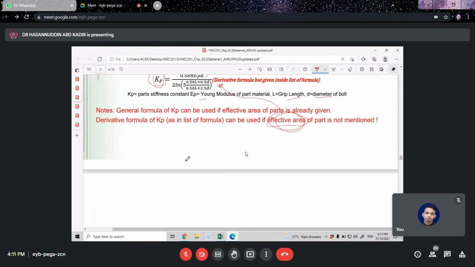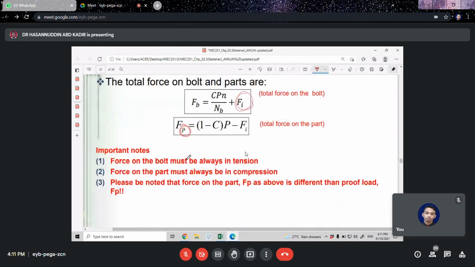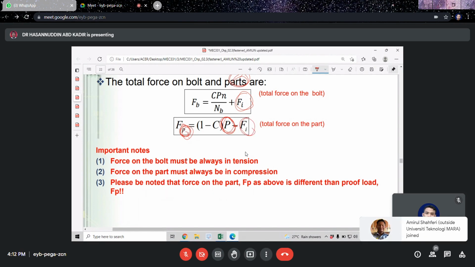This one. Okay, so this is the formula for the force on the bolt. You can apply this C from your KB and KP there. And then this other part is for the force on the parts. Therefore one minus C, the stiffness. P is the force that will be given to you on the diagram, and this Fi is also the same as from above. Okay.